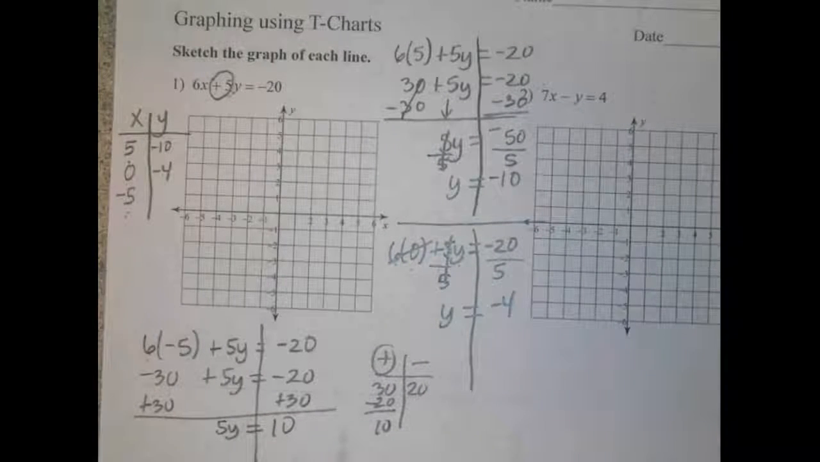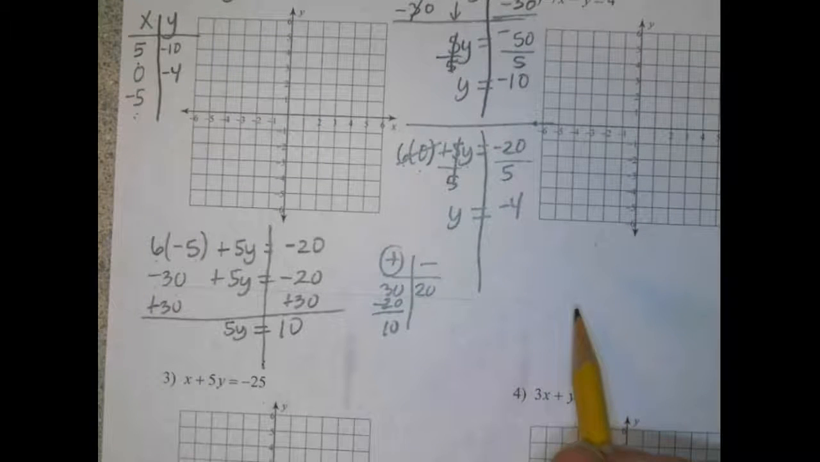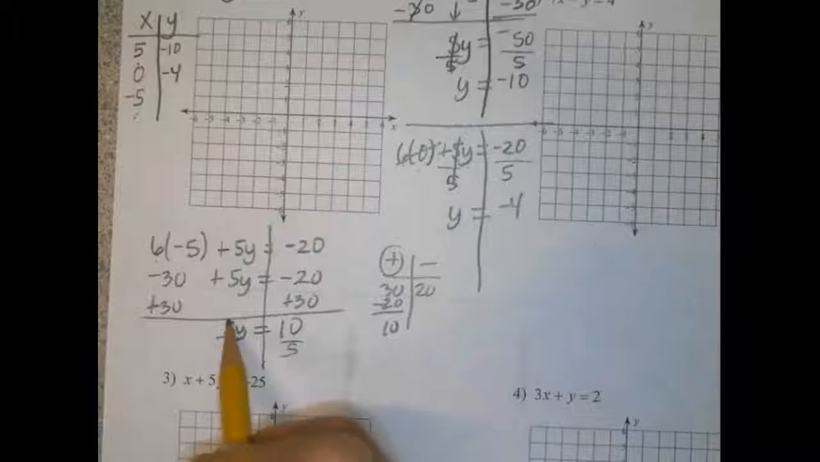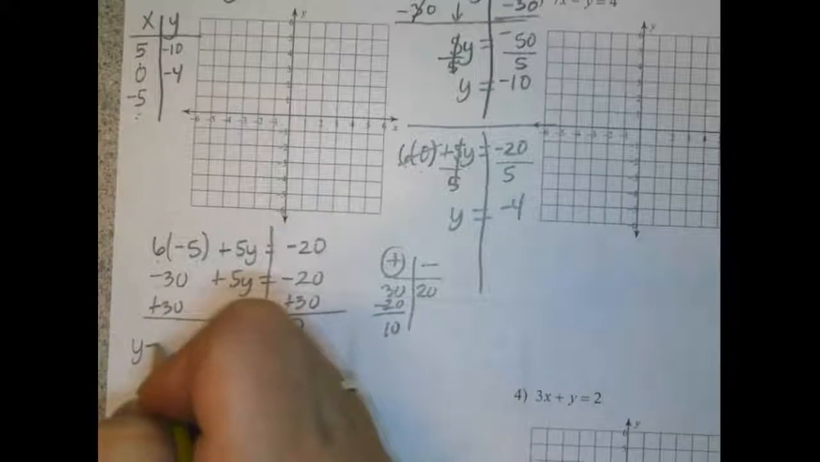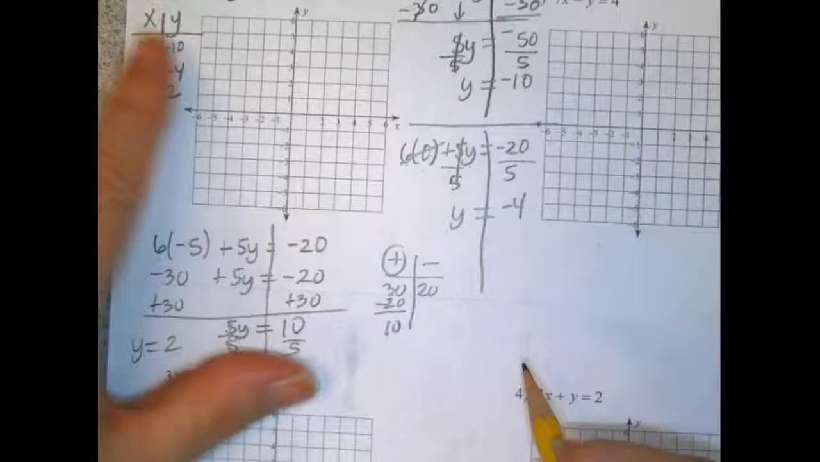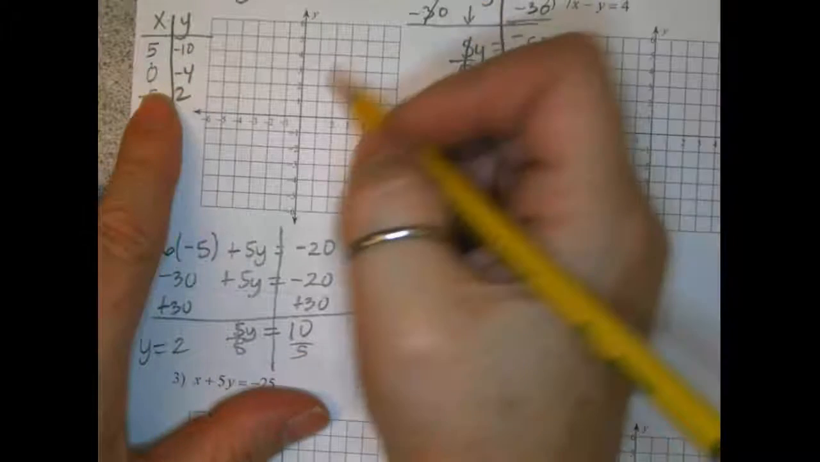Then, what do I do next? I want to divide both sides by 5. Thank you, Laudo. So what does y equal? Positive 2, right? So like I said, this 10 here is off the chart, but I can graph the other two. Right? So let's find 0.